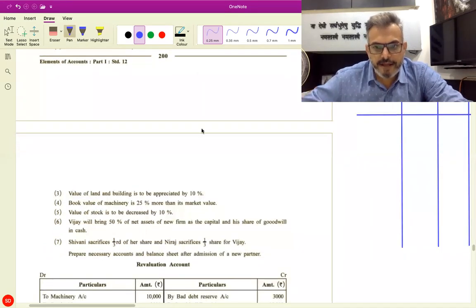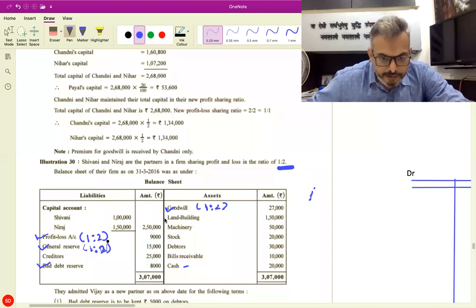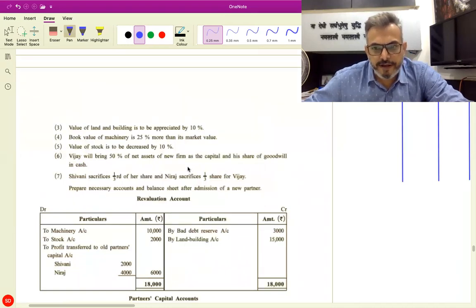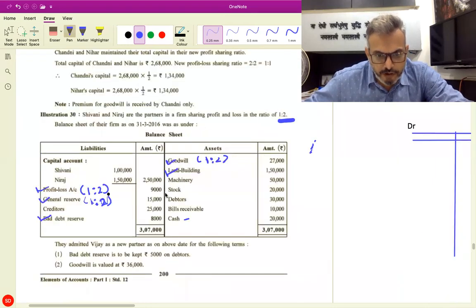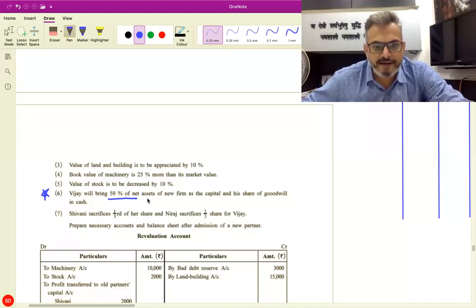Value of land and building is to be appreciated by 10%. So let's check, land and building, tick. Then value of stock is to be decreased by 10%. Tick stock. Vijay will bring, extremely important adjustment, 50% of net asset of new firm as capital and his share of goodwill in cash.